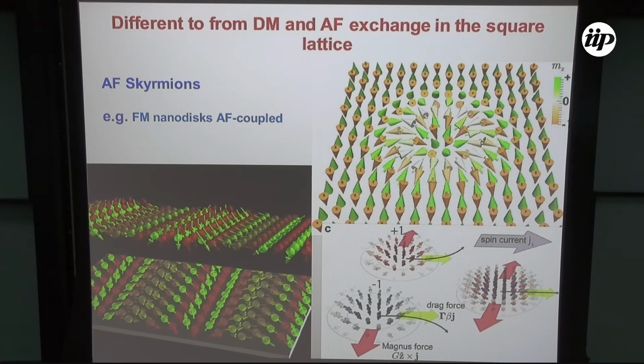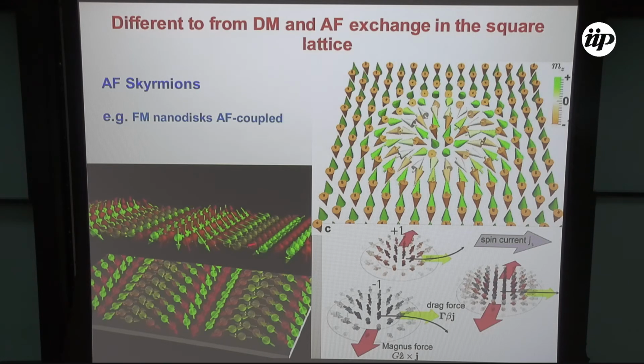So you have the skyrmion on top of a ferromagnetic background. You flip one spin and you get this picture I have shown you before. What happens in an anti-ferromagnet? Well, it is this here. So you have essentially the same skyrmion on top of an anti-ferromagnetic background. So this is what one should call an anti-ferromagnetic skyrmion.